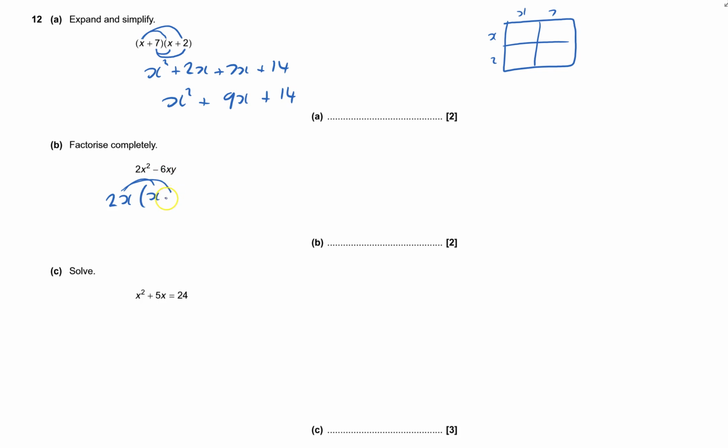2x is going to be a minus. 2x times is going to have to be a 3 to get the number up to 6. I've got the x and I need a y in there as well. Just check: 2x squared minus 6xy. Good.